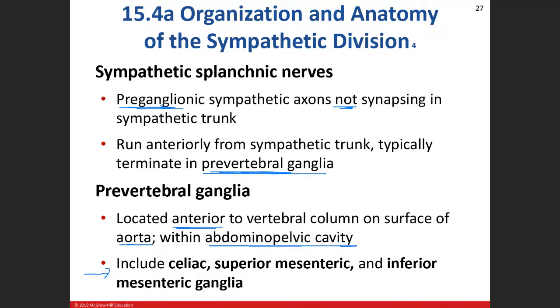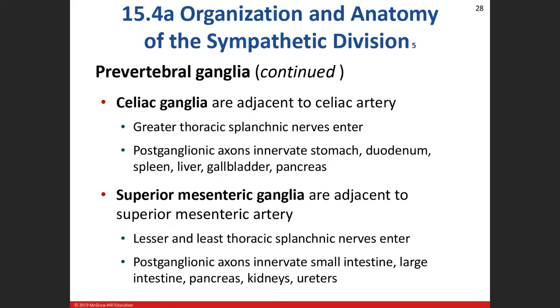The first one is the celiac ganglia, which is associated with the celiac artery. It's also known as the celiac trunk. Here's the diaphragm, the descending abdominal aorta. Once it pierces through the diaphragm, it has this blood vessel that comes right off the front, and that's called the celiac trunk, and then it gives off 3 branches. One goes towards the spleen, one goes towards the stomach, and then the other one goes towards the liver.